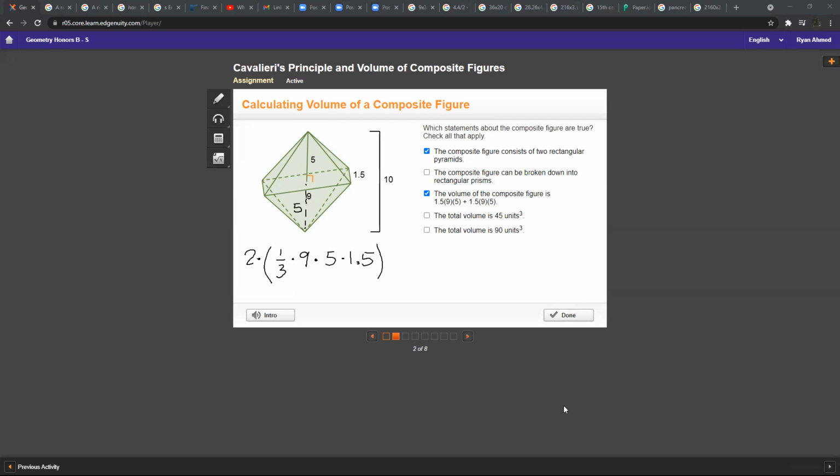So 9 times 1/3 is just going to be 3. So that's like saying we have 2 times 3 times 5 times 1.5, not just for one of them, but for the total between both of them. So we're going to do 2 times 3 times 5 times 1.5. And Google is being really slow. Oh, I got 45. I got 45 for the total volume.